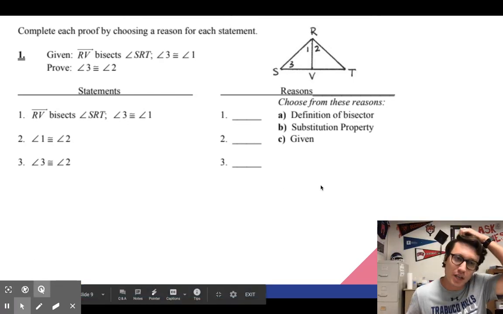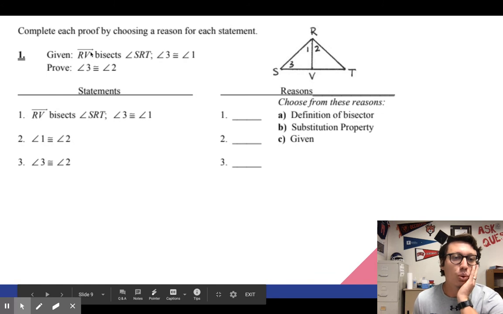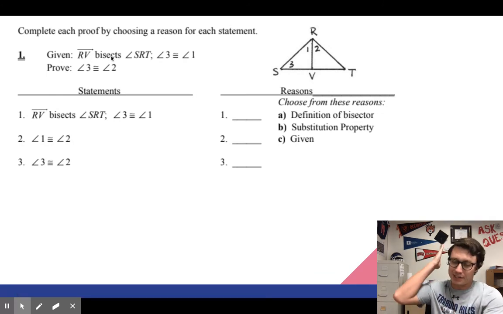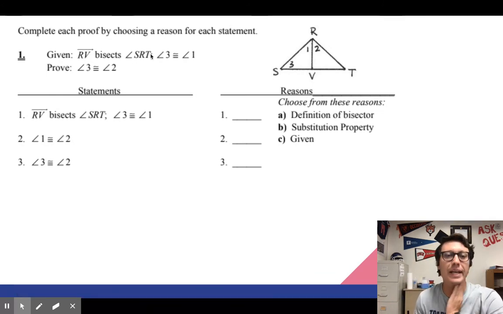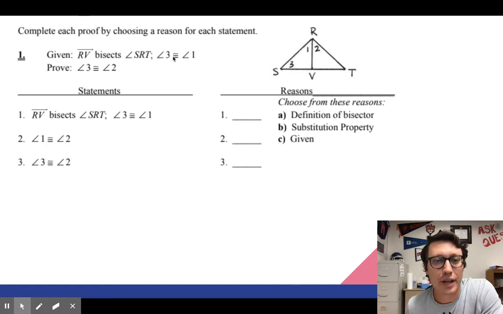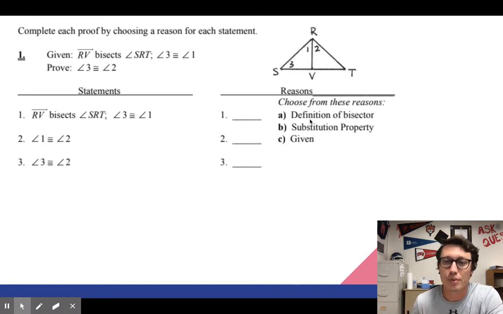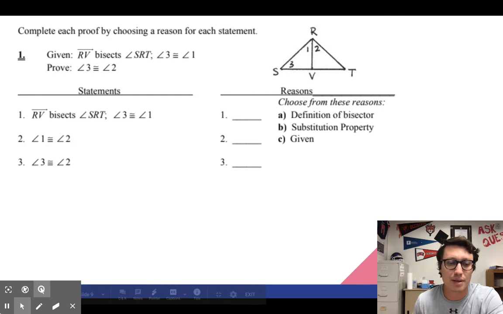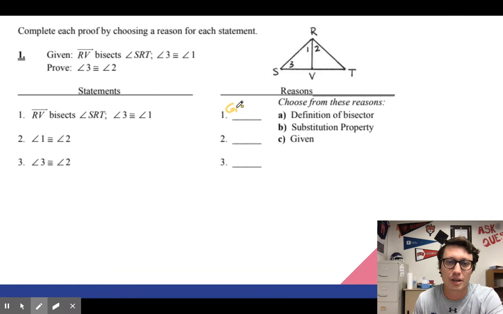Okay, let's do another example. Given ray RV bisects, remember bisects means to cut in half, angle SRT, and we also know that angle 3 is congruent to angle 1, right? We are given 3 answers. We have 3 statements that we need to write. Well, awesome. One of them is always going to be given.